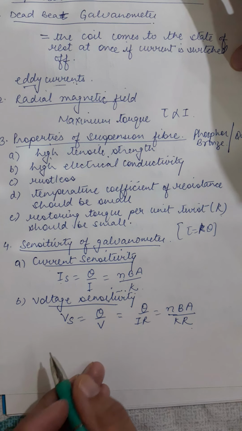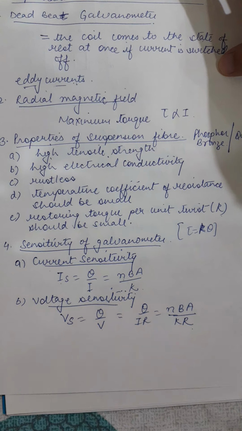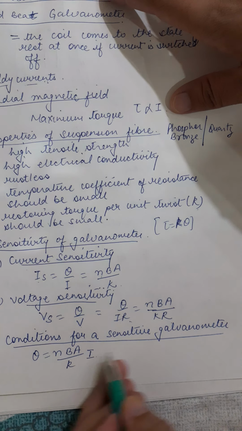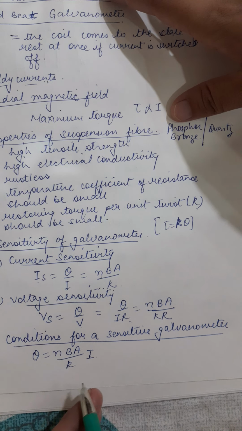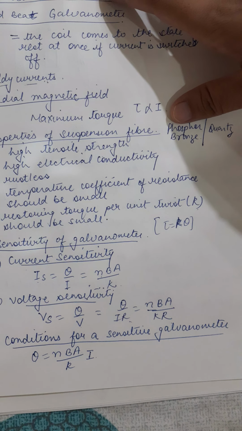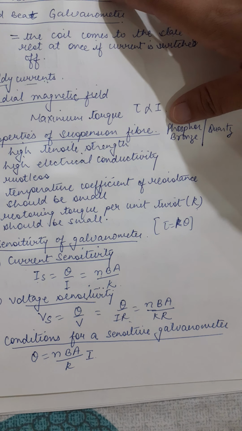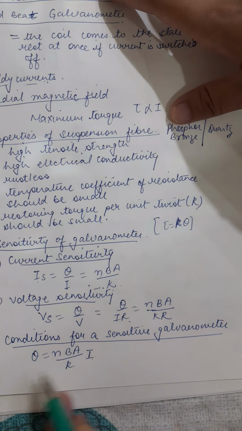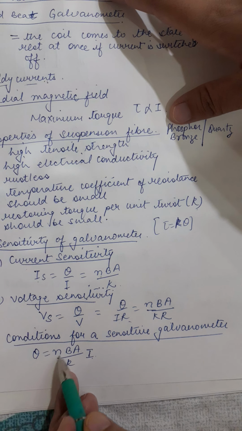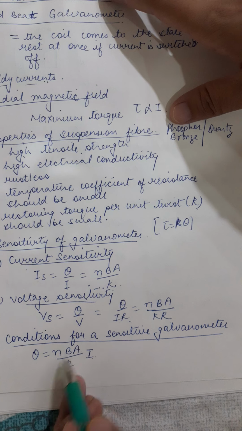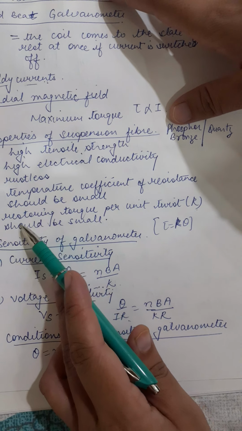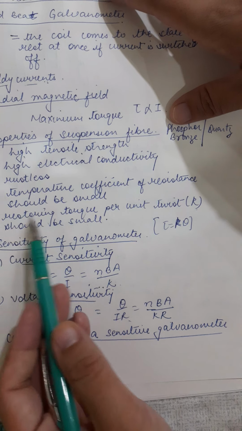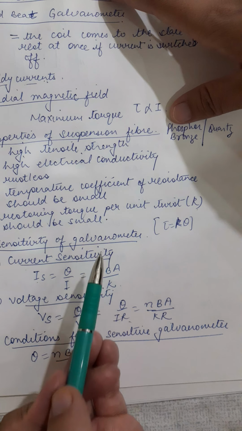Now what are the conditions for a sensitive galvanometer? This is a very important topic. Theta can be written as NBA upon K times I. If we want a galvanometer to be very sensitive, then it should show a large deflection even when a small current is passing through it. So for a given value of I, if we want theta to be large, N should be made large, B should also be increased, A should also be increased, and K should be small. That is why we chose the suspension fiber material to have the restoring torque per unit twist, that is the value of K, to be very small.